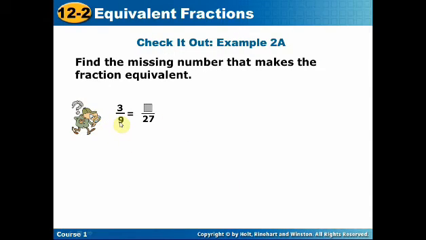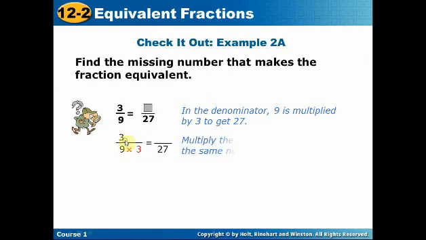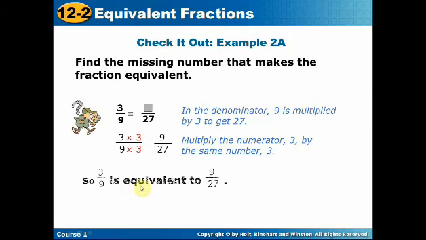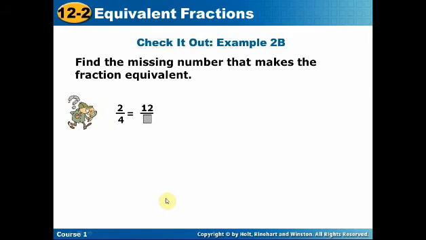Another example, 3/9, and the denominator here is 27. 9 multiplied by 3 equals 27. For that, we also multiply the numerator by 3. 3 multiplied by 3 equals 9. The two fractions: 3/9 equals the other fraction, 9/27.